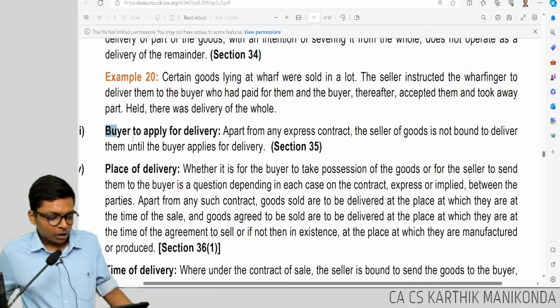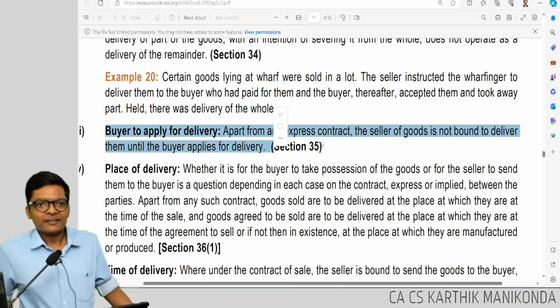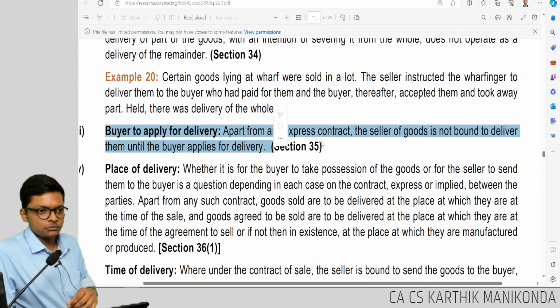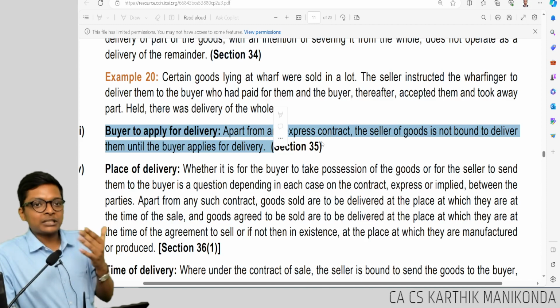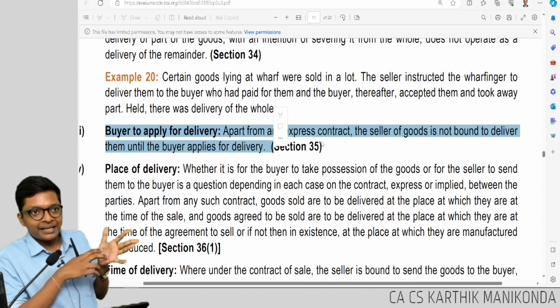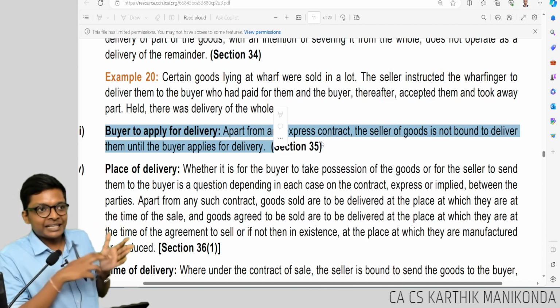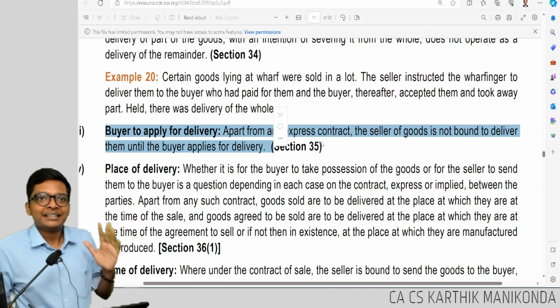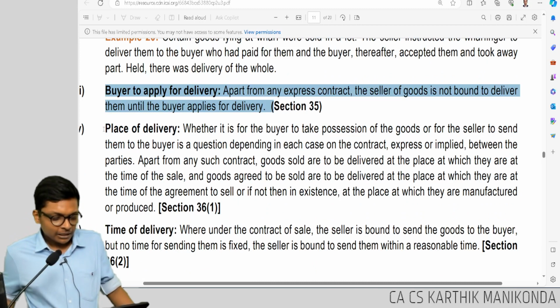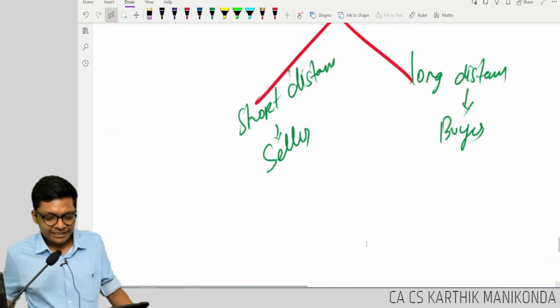Buyer to apply for delivery. Very simple. When will the seller deliver? When the buyer asks for it. Simply, he won't come and deliver. Only when you go online and click on place order, yes, deliver to this address, then only he will deliver. Only when I ask for delivery, delivery is done. Next, place of delivery. Let's write down, guys.